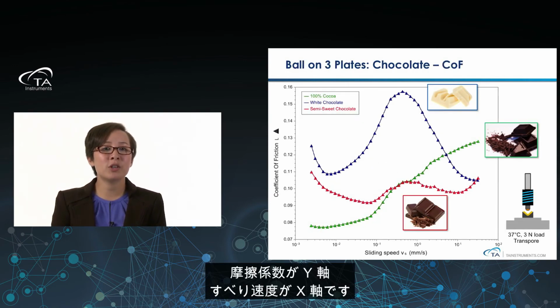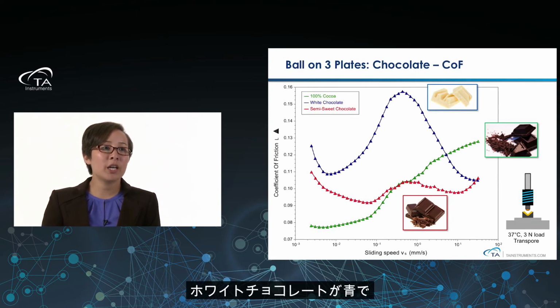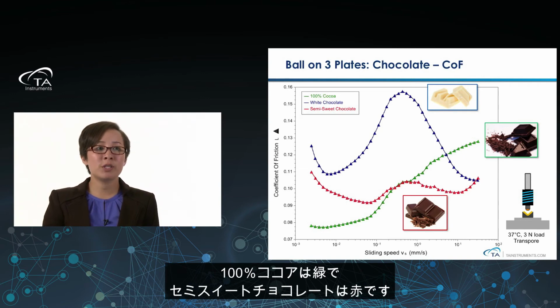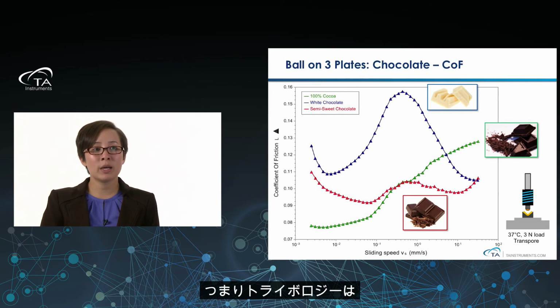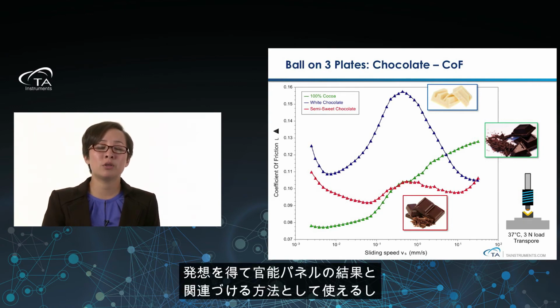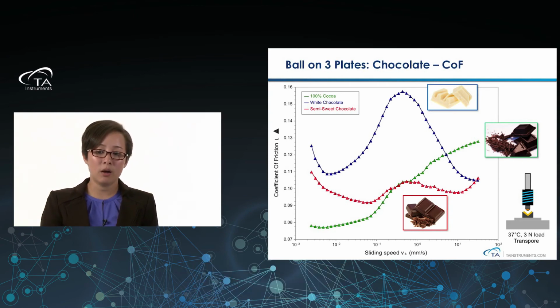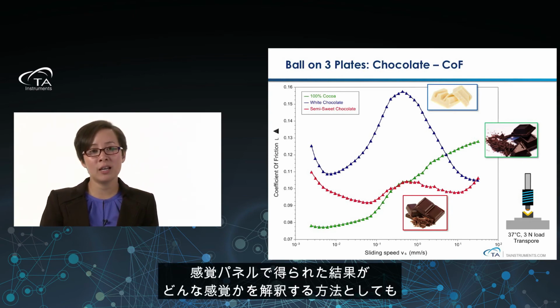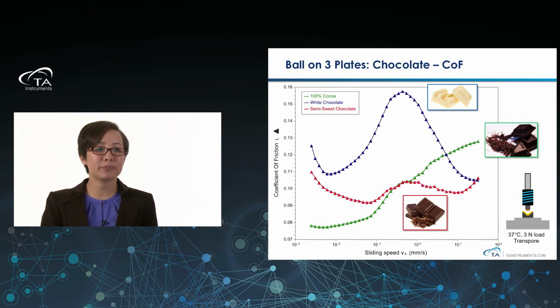You have the coefficient of friction on the y-axis and sliding speed on the x-axis. We have the white chocolate in blue, the 100% cocoa in green, and the semi-sweet chocolate in red. As you can see here, they have very different behaviors as far as tribology is concerned. So one could say that tribology could be used as a way to relate this to sensory panel results, to get an understanding of what these will feel like in a sensory panel, or to quantify the coefficient of friction and mouthfeel.